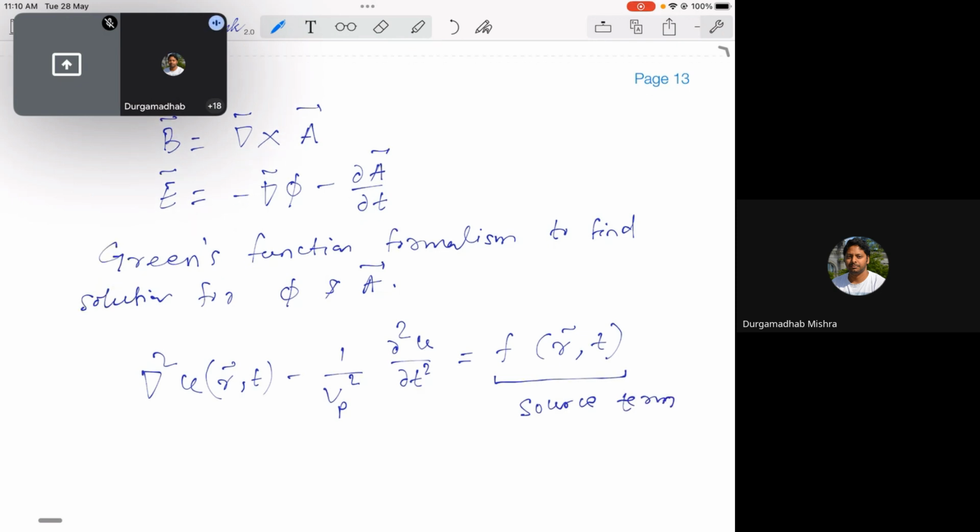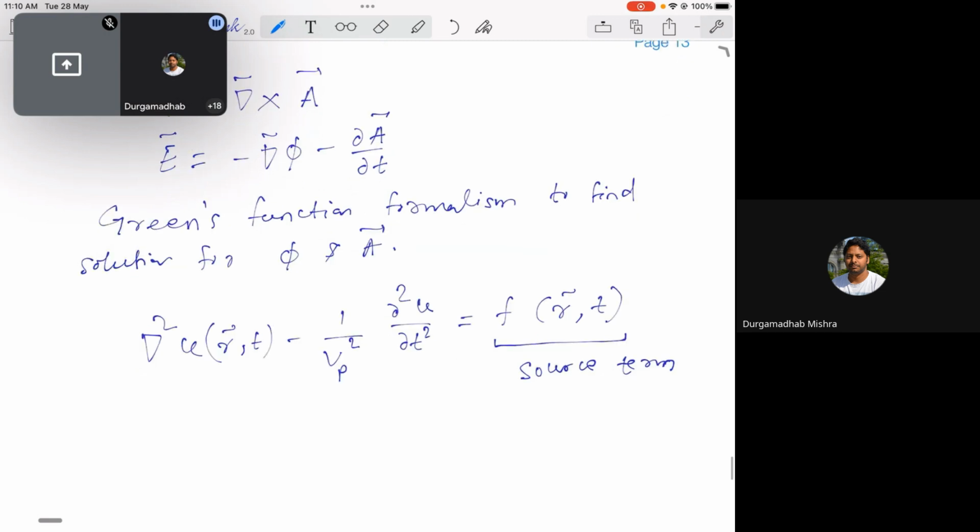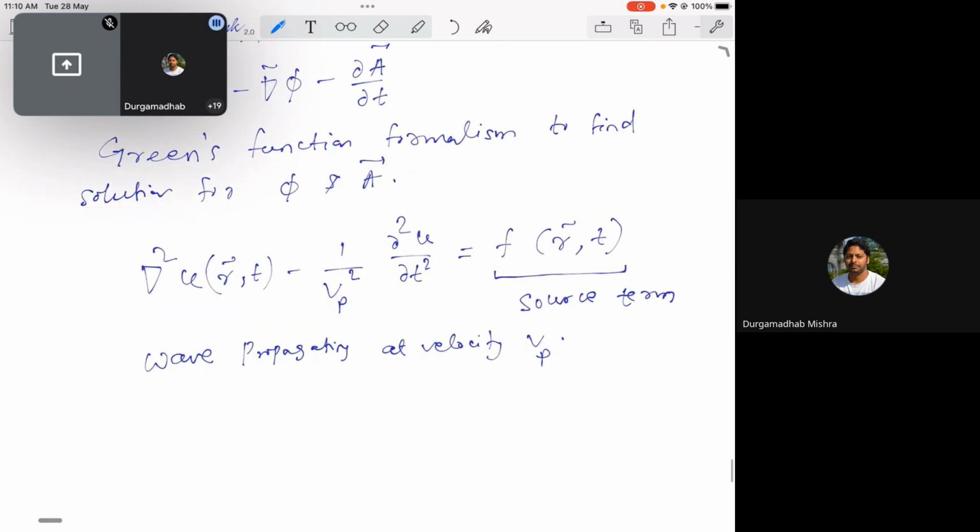So this describes a general wave that is propagating at a velocity. This velocity is a phase velocity, v. Here we want to find out u(r, t), which is given by minus 1 by 4 pi, integral of 1 by the modulus of r minus r prime, times the function f(r prime, t_r), dv prime.